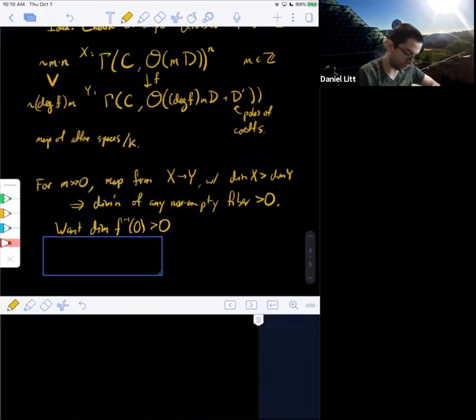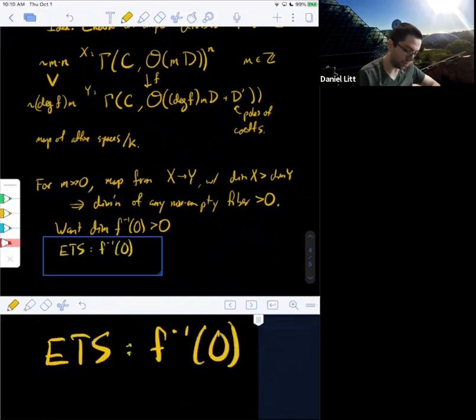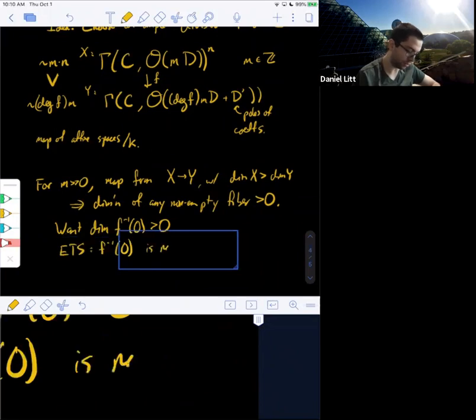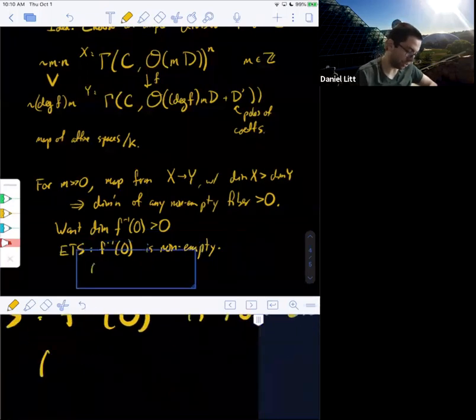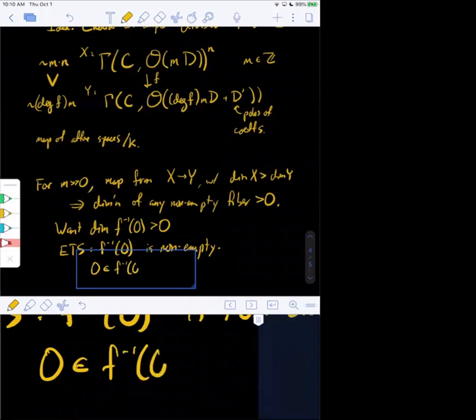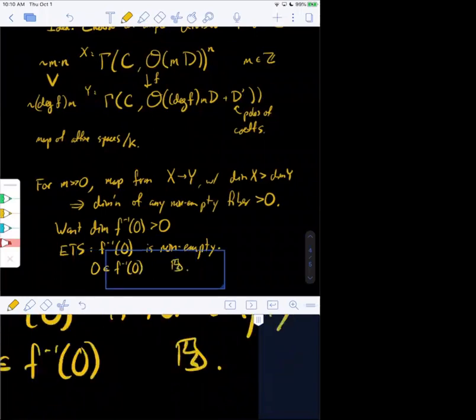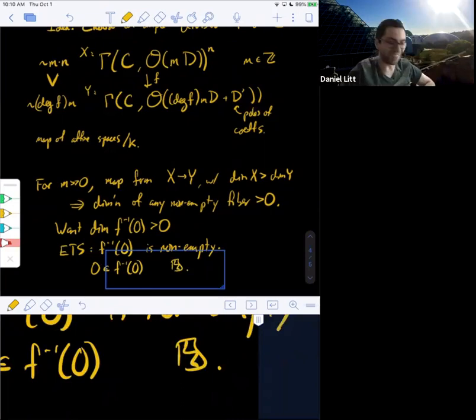And so it's enough to show that f inverse of 0, this fiber, is non-empty. Because if it is, it must be positive dimensional by the previous remark. So why is f inverse of 0 non-empty? F is homogeneous. Yeah, so that means that 0 is in f inverse of 0. So we're done. Great. I think this is an absolutely beautiful proof. It's one of my favorite proofs in all of math.